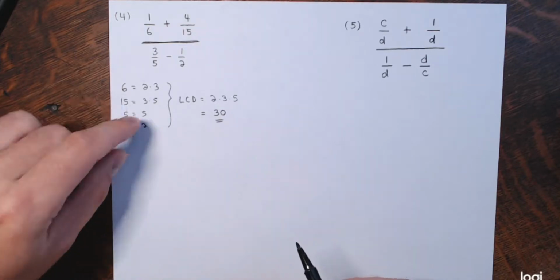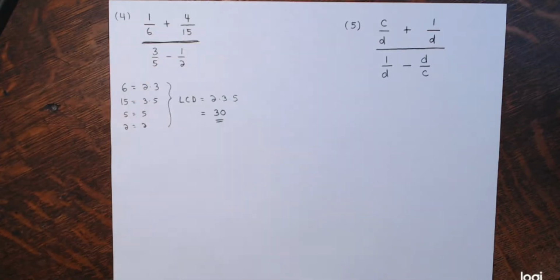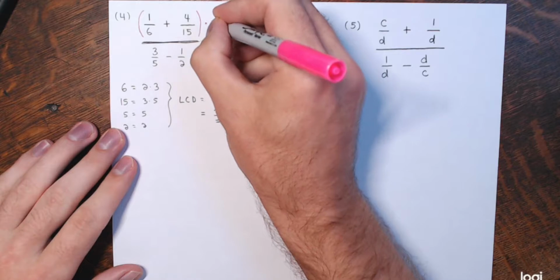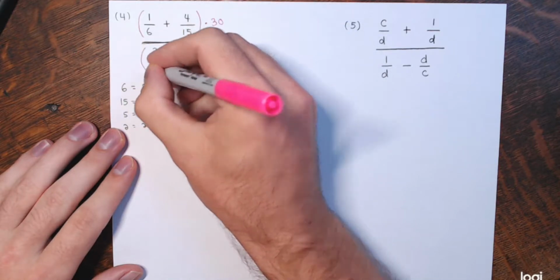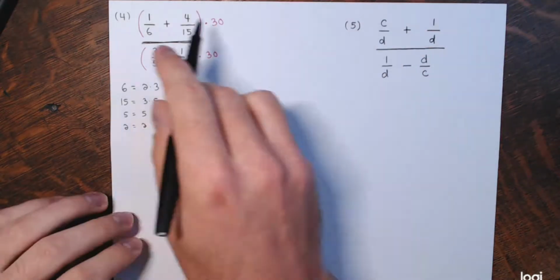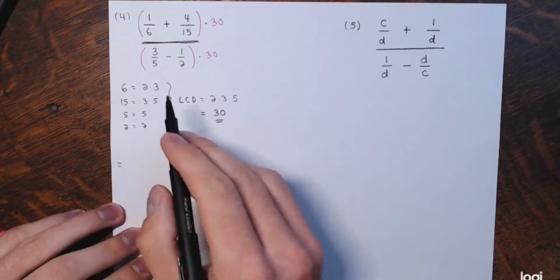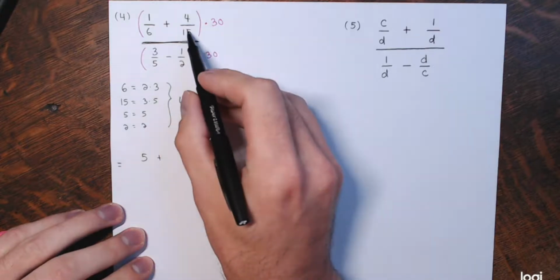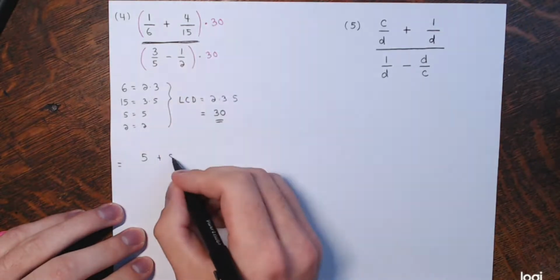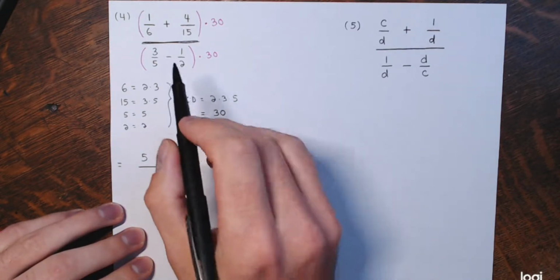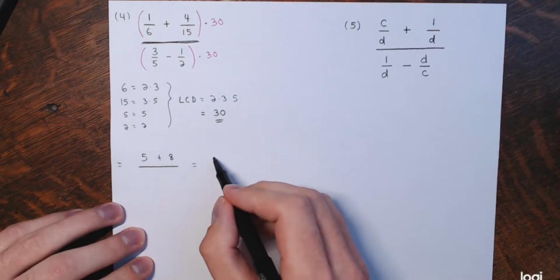And again, you could have probably figured that out without writing all the factorizations, but I'm going to be doing this every single time. So I take the entire numerator, multiply each term by 30. Take the entire denominator, multiply each term by 30. And just don't forget you're distributing, you're multiplying every term by 30. 1/6 times 30 is 5, plus 4/15 times 30 would be 8. And I'm assuming you know how to simplify and multiply fractions, or I'm going to kind of speed this up a bit. So the numerator is 5 plus 8, the numerator is 13.